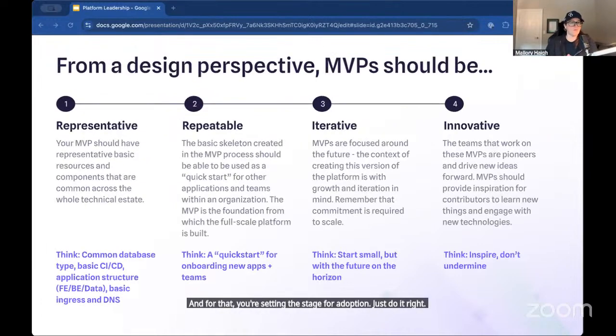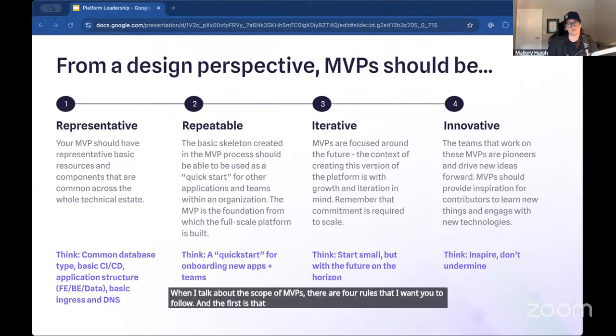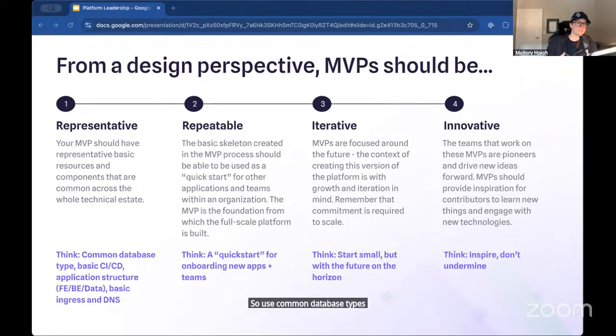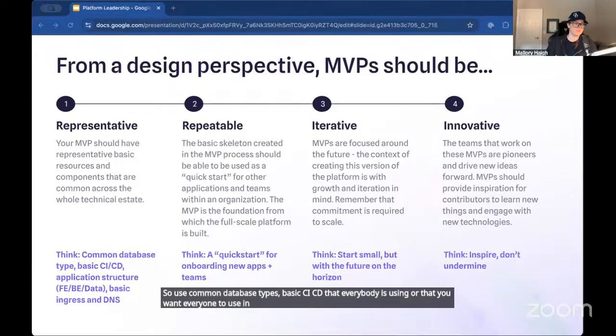When I talk about the scope of MVPs, there are 4 rules that I want you to follow. The first is that you need to have something fairly representative. So it needs to represent basic components that are common across a lot of the technical estate or the whole estate, depending on what your plans are. So use common database types, basic CI/CD that everybody is using or that you want everyone to use in the idea of trying to migrate to something better.